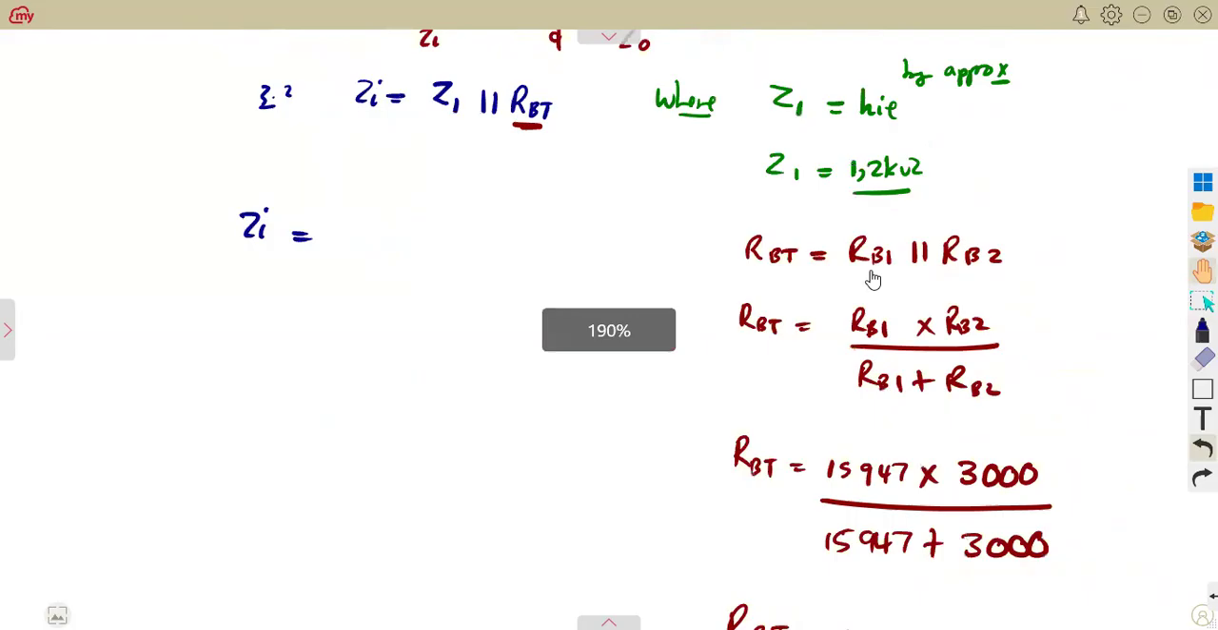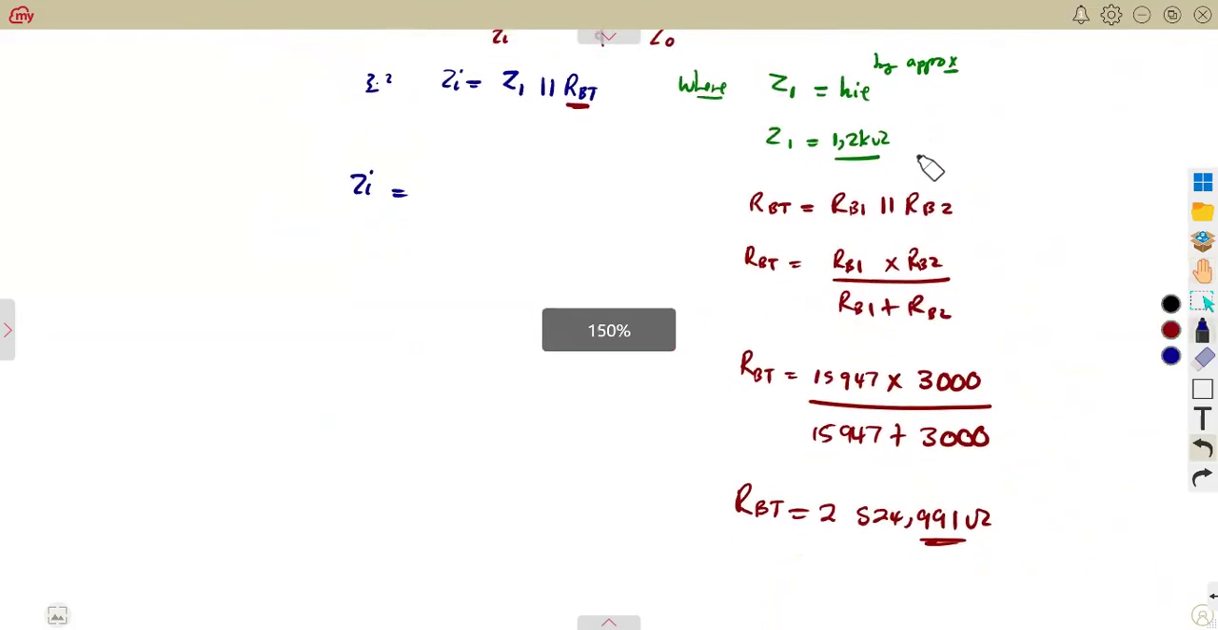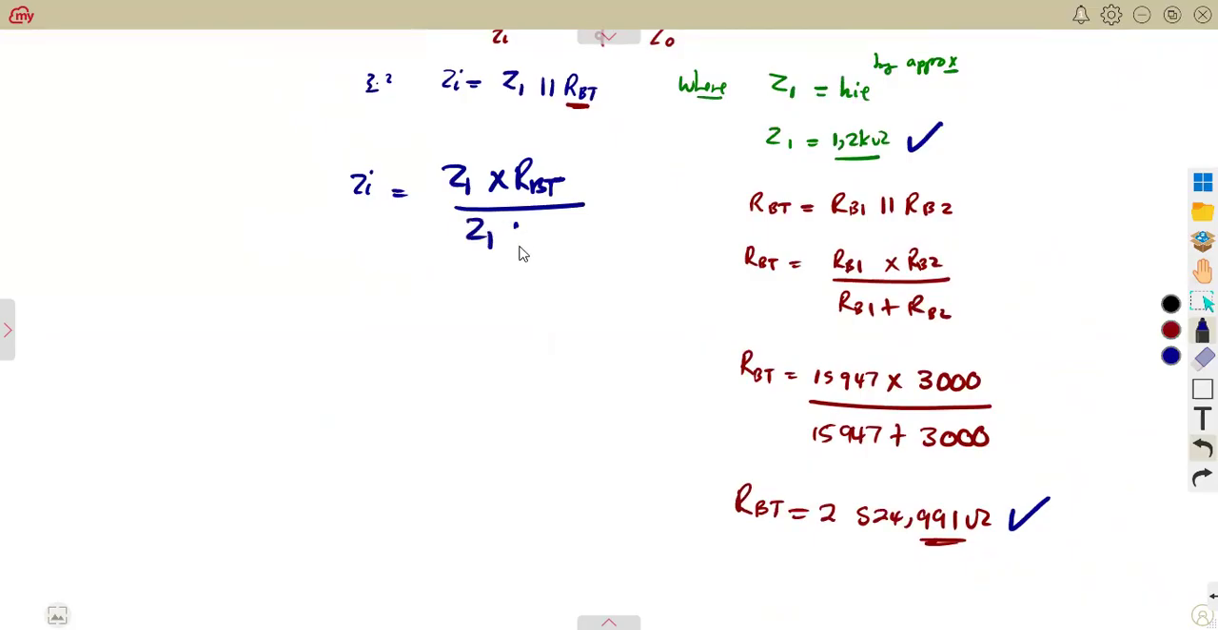Because we now have these two, Z1 and RB. These are the ones that we need. So, product over sum: Z1 times RBT over Z1 plus RBT, like that. That is going to give us ZI, the input impedance. What is approximated is ZI. Then we calculate it from there.